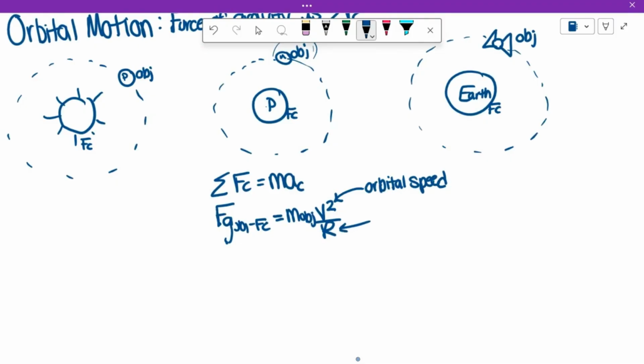Right? And remember, this r is the distance between centers. Okay? So it's not this distance here, right? It is this distance, right? So not the green line, but the red line. Right, so it's not like the height above the surface. We want the distance from the center.